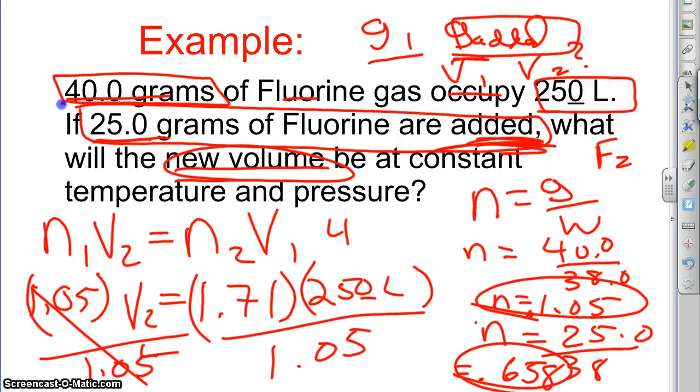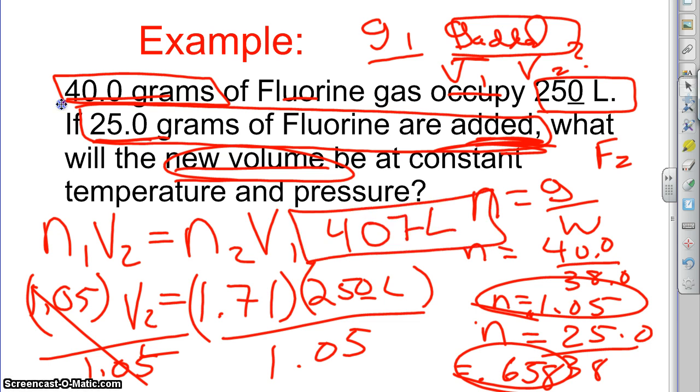The answer is 407 liters. That many grams will occupy 407 liters.